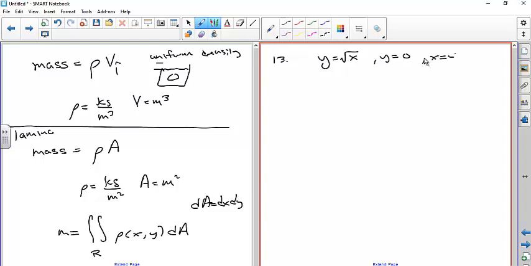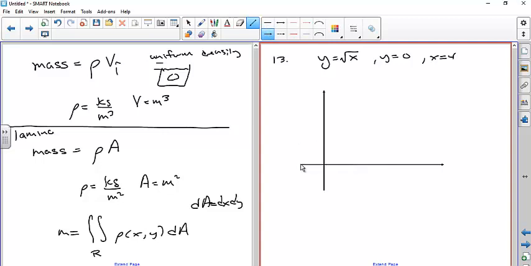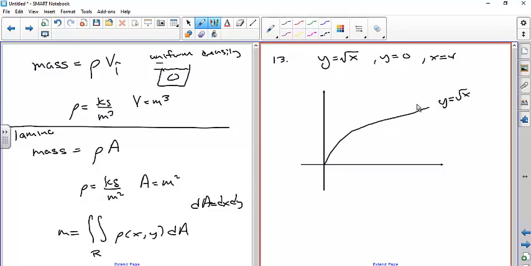So these 4 things give us the shape in the xy plane. So let's draw what this looks like. We've got y equals the square root of x, it's kind of like that. We've got x equals 4, which is a vertical line. And we've got y equals 0, which is the x-axis. So that's the area that we're talking about.